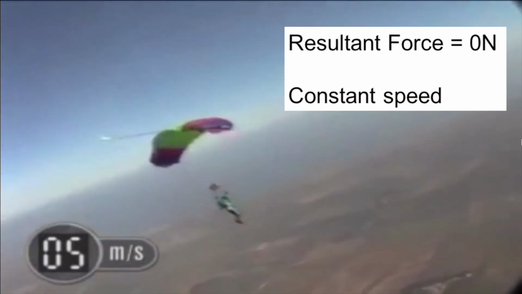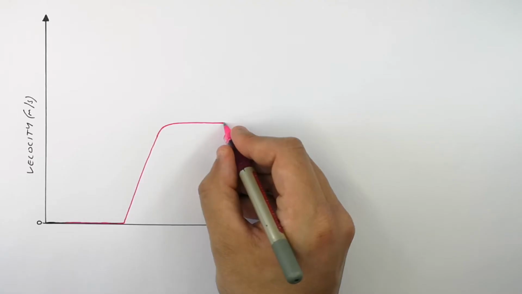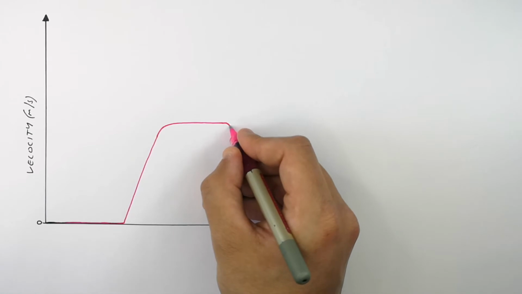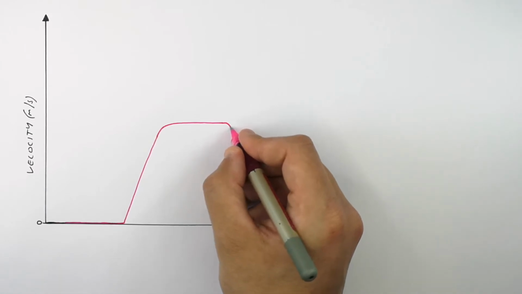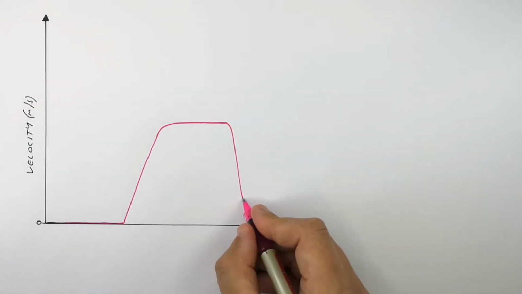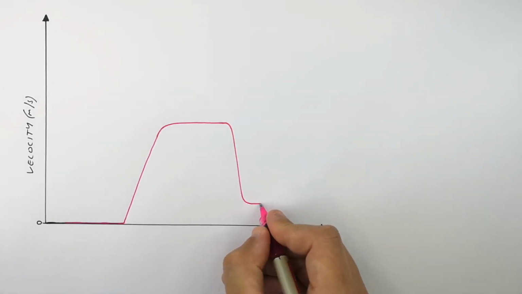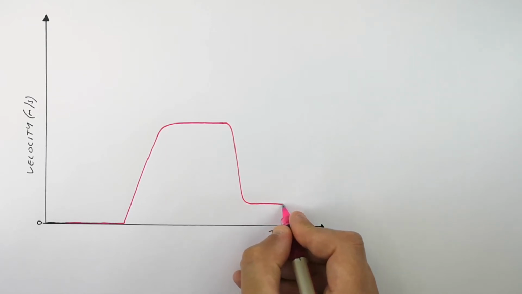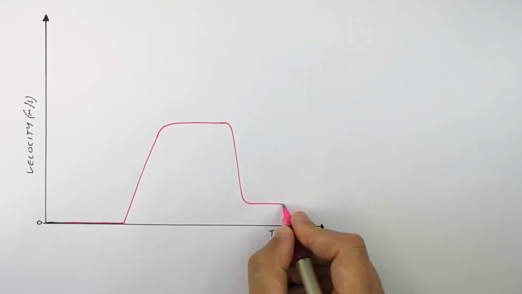This means that they've got no resultant force acting on them. And when they pull their parachute open, they're going to increase the air resistance. Their weight stays the same, but they're going to increase their air resistance in the opposite direction. So there is a resultant force acting upwards. This means that they're going to decelerate until they reach their new terminal velocity. So if their resultant force is 0, they are no longer accelerating and they are traveling at a constant velocity. This here is their terminal velocity.